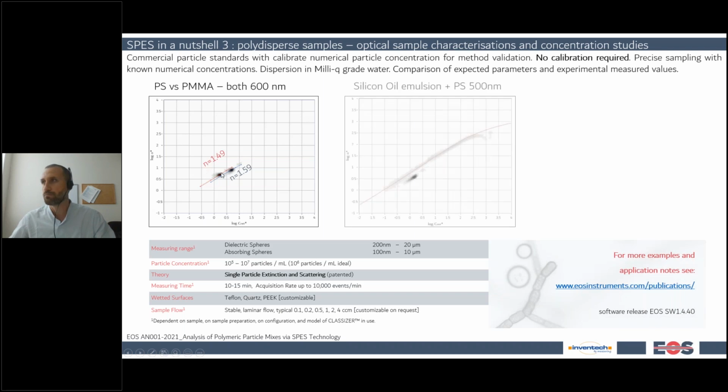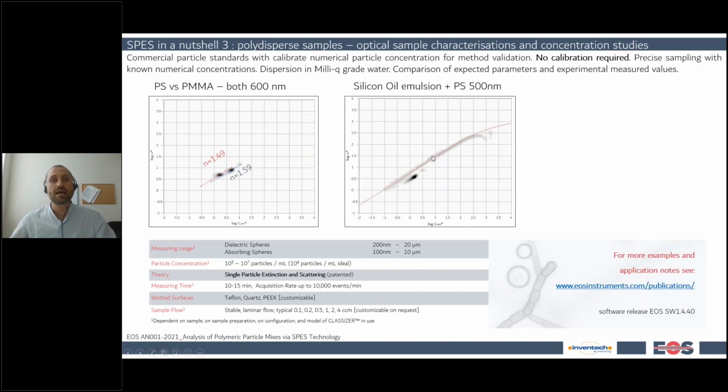The same information can be retrieved if you mix a polydisperse system with a monodisperse one as a reference. In this case, I present the data coming from an emulsion of silicone oil plus a monodisperse system of half-micron polystyrene spheres. In this case, we are plotting the red line.